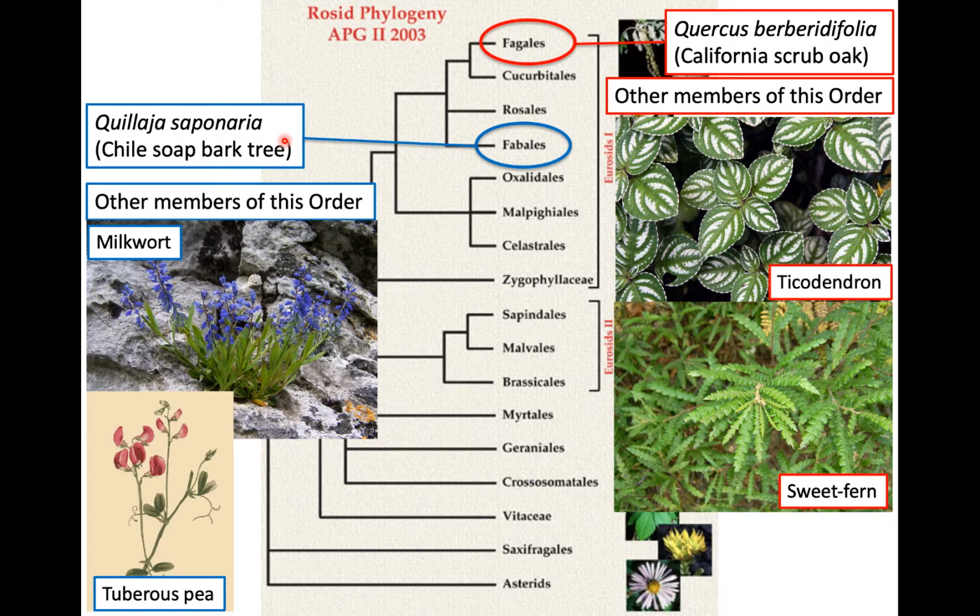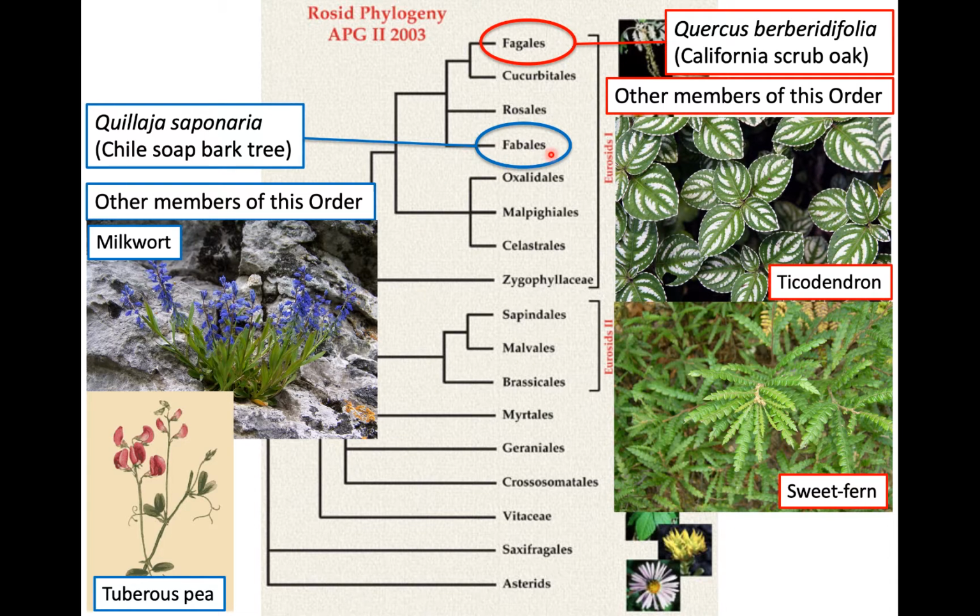And the Quiaja is also called the Chile soapbark tree. It's a member of a different group, the Fabales, which only differs by a single letter, but as you can see on this tree, they're distinct groups. Other members of this group include things like this milkwort flower and the tuberous pea. So it's a pea that produces edible tubers rather than edible pea pods.